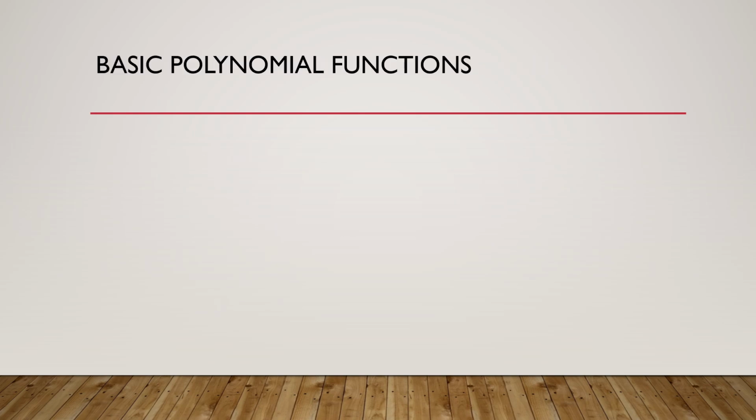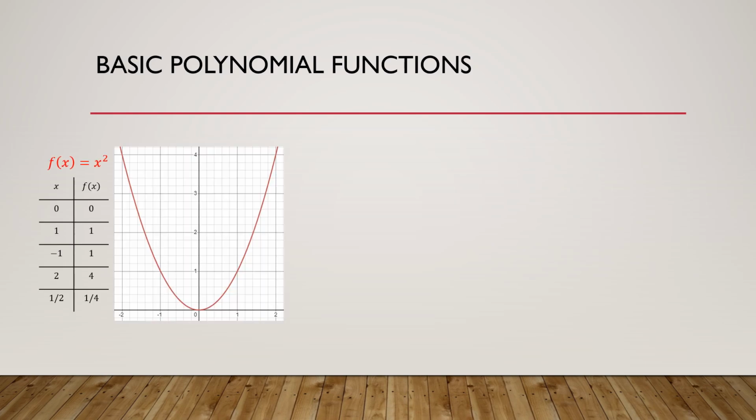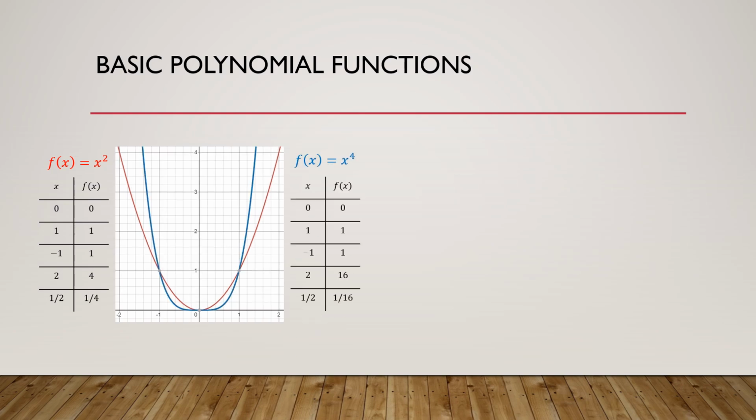Reviewing the basic polynomial functions, f of x is equal to x squared. With a set of ordered pairs, we can sketch the graph. We'll do the same with x to the fourth and compare. Both of these functions have even-numbered exponents, resulting in a graph that approaches positive infinity with x values increasing in both the negative and positive directions. Note the common points to each: 0, 0; 1, 1; and negative 1, 1.